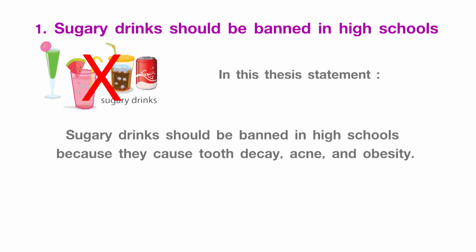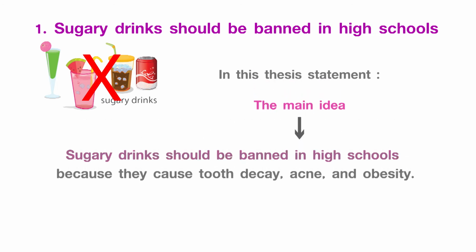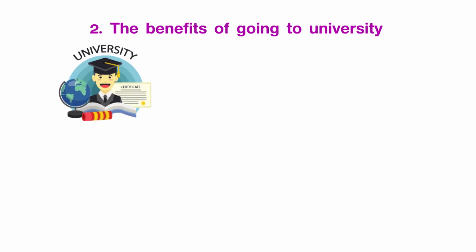In this thesis statement, the main idea is sugary drinks should be banned in high school. The three controlling ideas are because 1. They cause tooth decay, 2. They cause acne, and 3. They cause obesity. The second topic, the benefits of going to university.